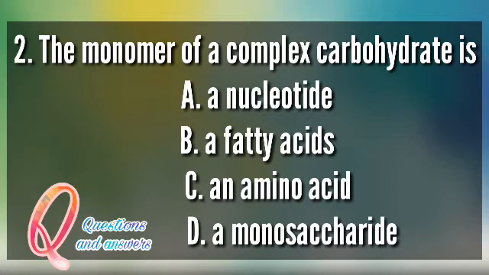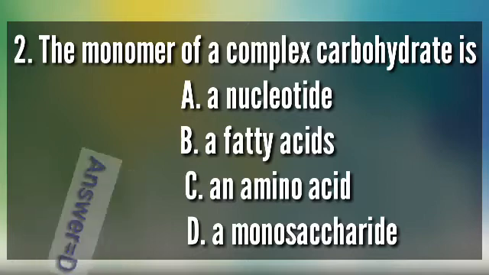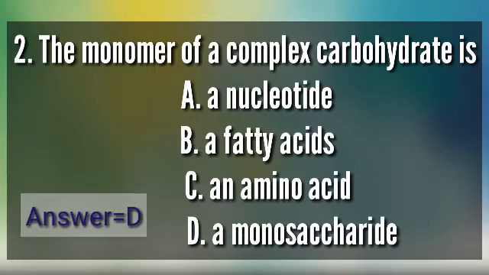Question number 2. The monomer of a complex carbohydrate is A. a nucleotide, B. a fatty acid, C. an amino acid, D. a monosaccharide. Answer D. Monosaccharide. Monosaccharide is a monomer of carbohydrates.